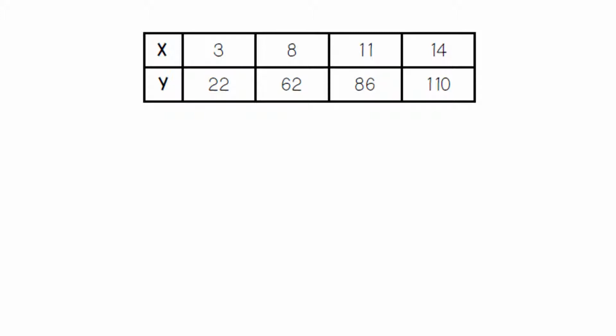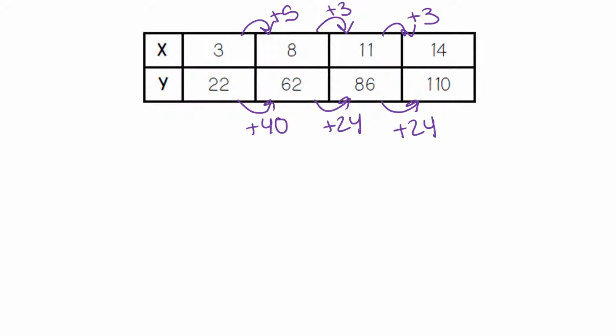For this problem, the rows x and y are already labeled, so we can go ahead and see what we're counting by. 3 plus 5 is 8. 8 plus 3 is going to give us 11. 11 plus 3 is going to give us 14. 22 plus 40 is 62. 62 plus 24 is going to give us 86. And 86 plus 24 is going to give us 110.